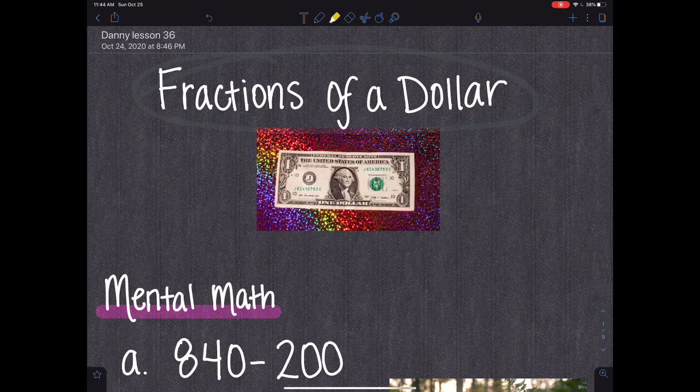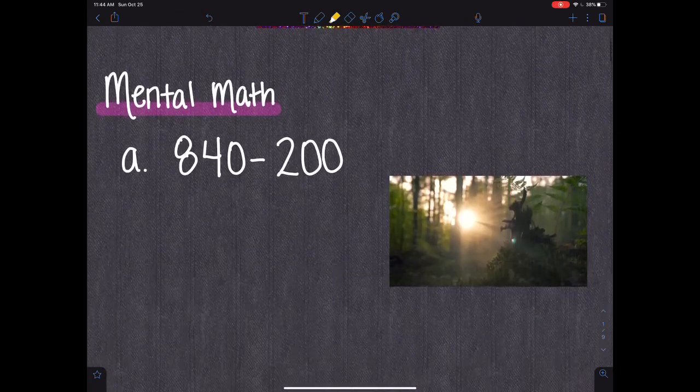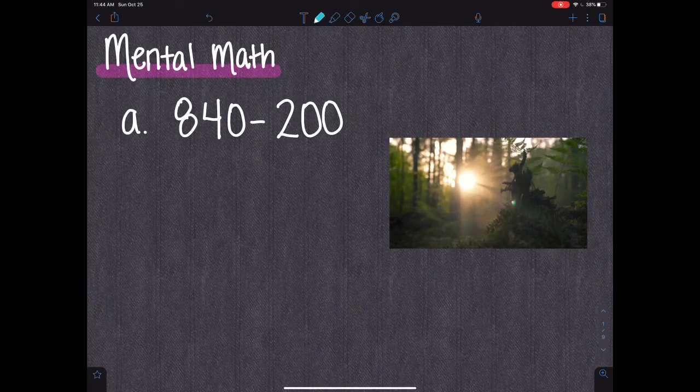But we're going to start out first with mental math, and this is where you try to do the problems in your head. So let's see what you can do with it. I gave you a couple of beautiful nature pictures to look at while you're doing it, okay? So here we go. A, on mental math, we're doing 840 minus 200. Write down your answer.